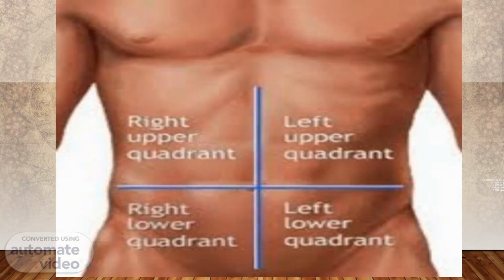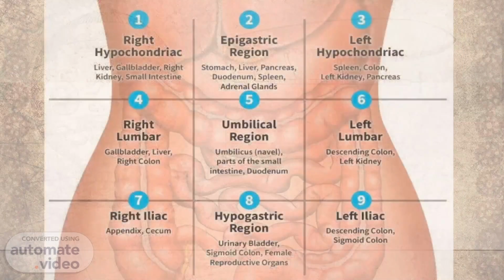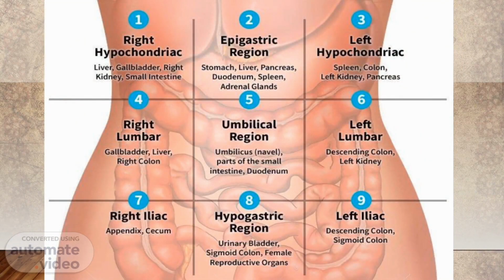Abdomen is divided into four quadrants: 1. Right upper quadrant, 2. Left upper quadrant, 3. Right lower quadrant, 4. Left lower quadrant. We have 9 regions: 1. Right hypochondriac, 2. Epigastric region, 3. Left hypochondriac, 4. Right lumbar, 5. Umbilical region, 6. Left lumbar, 7. Right iliac, 8. Hypogastric region, 9. Left iliac.